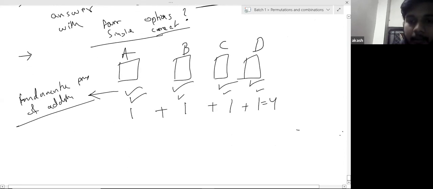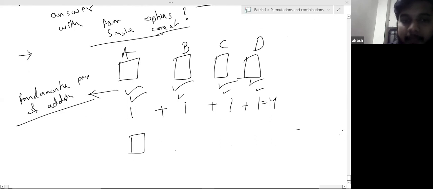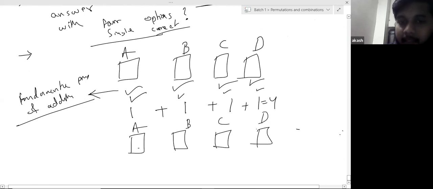But when the options become multiple correct, that means the answer can be ABCD or AB, ABC, BCD, like that. Have you ever solved this type of question where there can be multiple correct options?